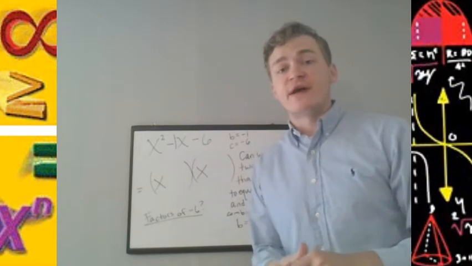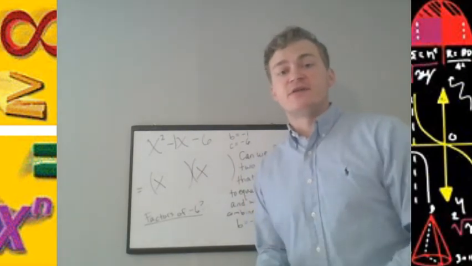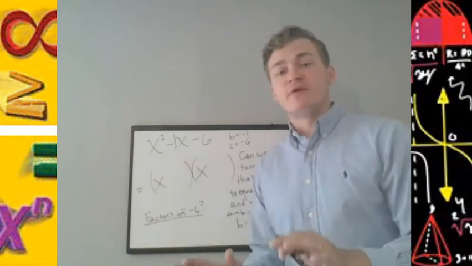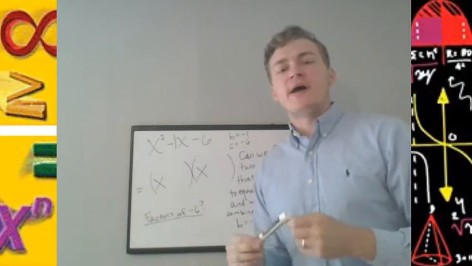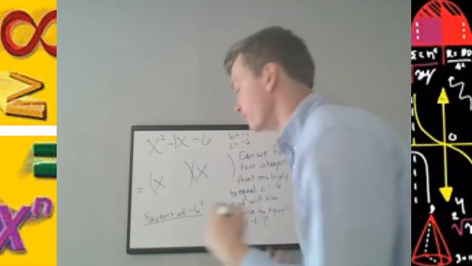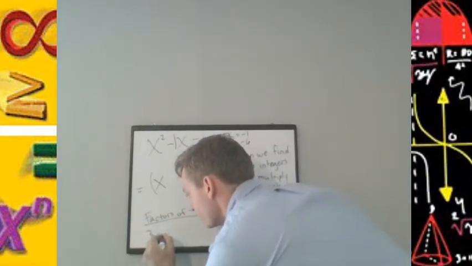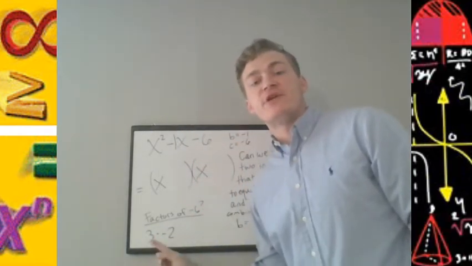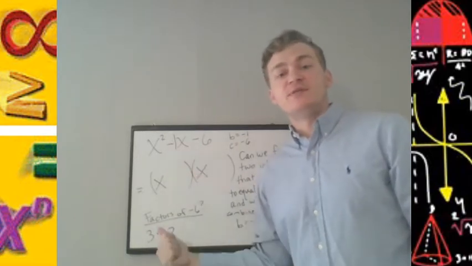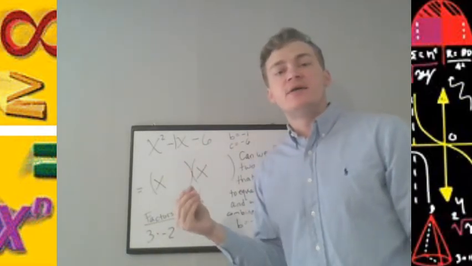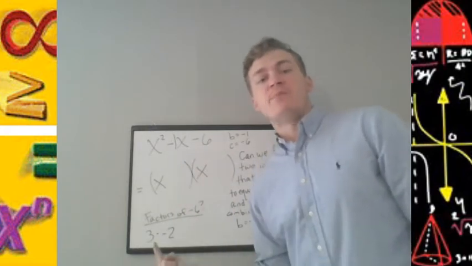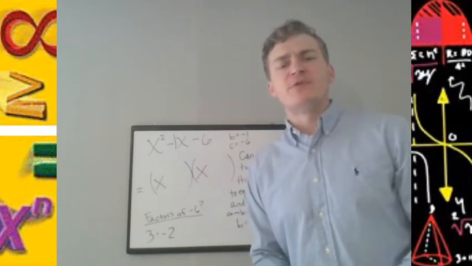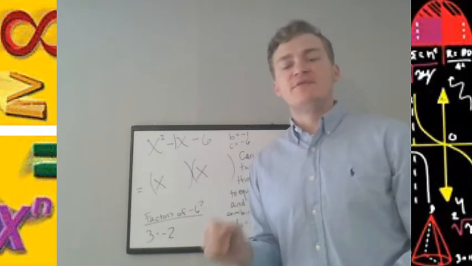Because if there aren't any other factors of negative 6, then it would tell us that there is no way that we could factor this. This would be prime. However, we have some more factors. What about 3 and negative 2? 3 multiplied by 2 is 6, therefore 3 times negative 2 is negative 6. So these multiply to give us negative 6. Do they combine to give us negative 1? A positive 3 combined with a negative 2, well, using arithmetic, 3 minus 2 is positive 1.